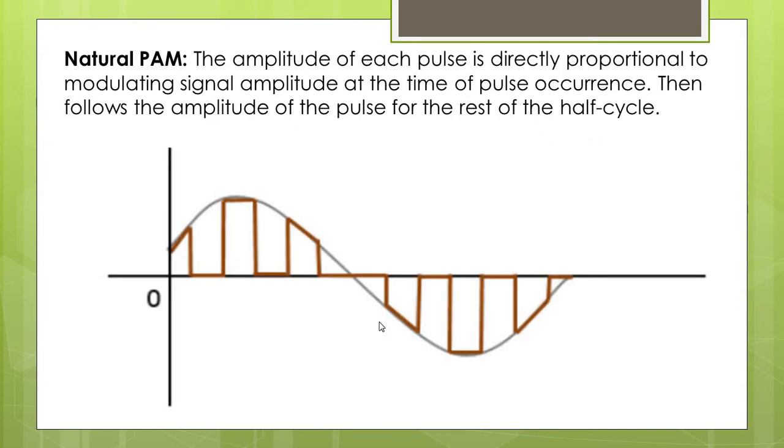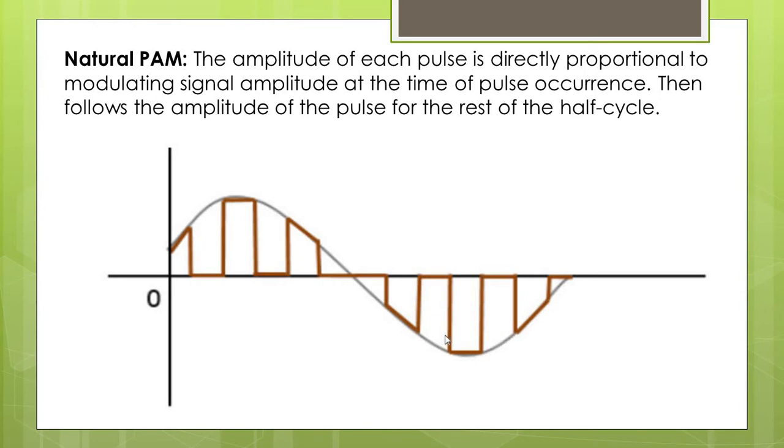The second type of sampling which can be done by using PAM is natural pulse amplitude modulation. Here also the amplitude of the pulses varies in accordance with the amplitude of the message signal. You can see the black part here, that is the message signal. According to the amplitude of the message signal, the amplitude of the carrier pulses also varies. But here you can see the top of these pulses is not flat. It is according to the shape of this sine wave. So this is known as natural pulse amplitude modulation.